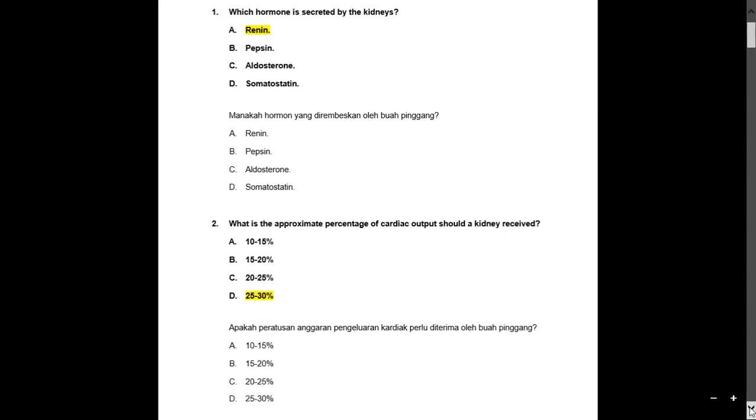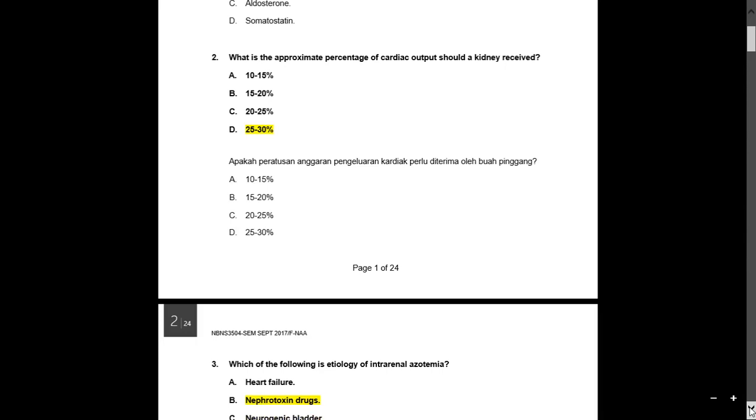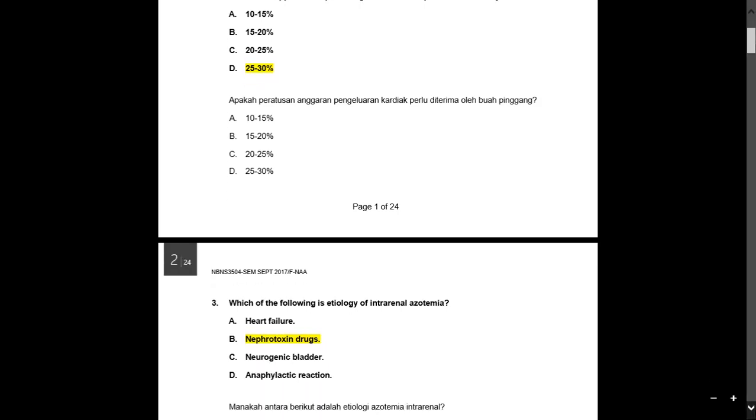So what's the second question? The second question is, what is the approximate percentage of cardiac output that the kidney should receive? To function properly, the kidney should receive 25 to 30% of cardiac output. So the answer is D, 25 to 30%.